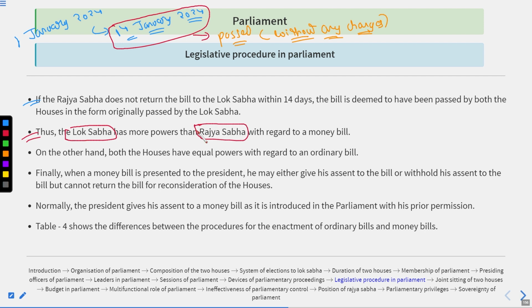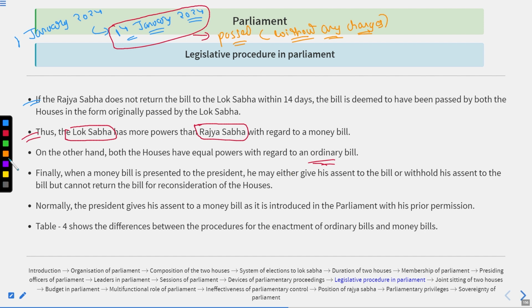But in the case of ordinary bills, they both have equal powers. Okay. Like the same thing written down here. Finally, when a money bill is presented to the president, it depends upon him. He may either give his assent to the bill or withhold his assent to the bill, but cannot return the bill for the reconsideration of the House. Okay.